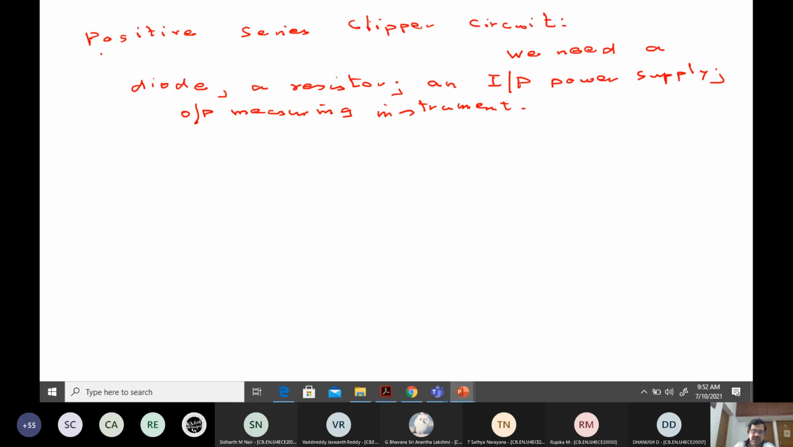So this positive series clipper circuit, we are giving a consideration. So the circuit, the way the circuit is drawn, it will be, I want to remove, when you say positive clipper circuit, a positive clipper circuit is one which enables the removal of the positive half of the input signal. So during the positive half of the input signal, I must have the diode reverse bias.